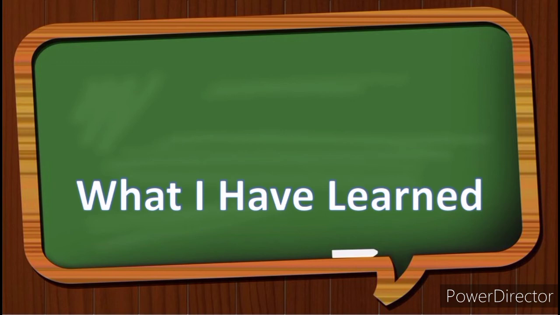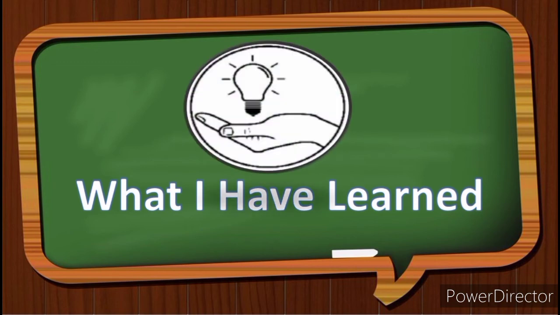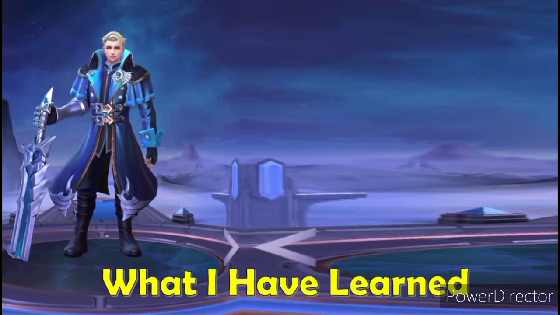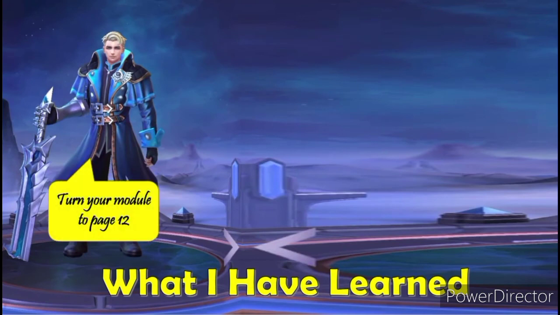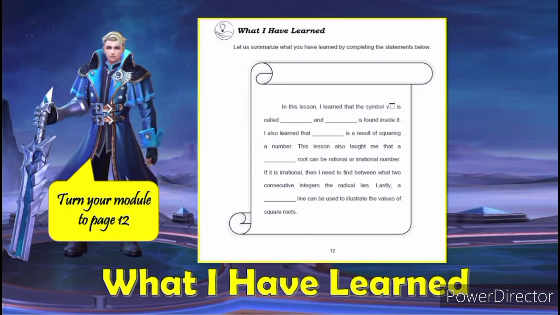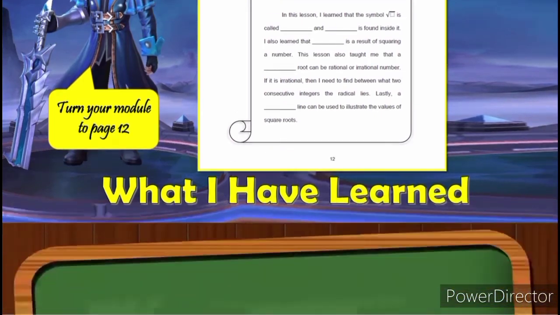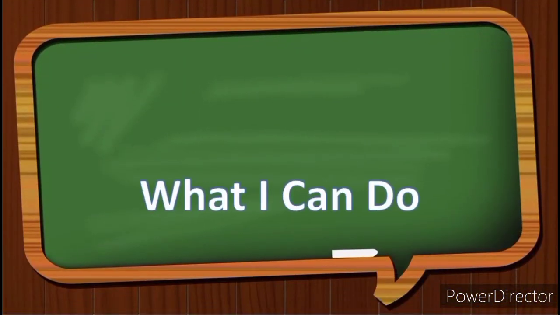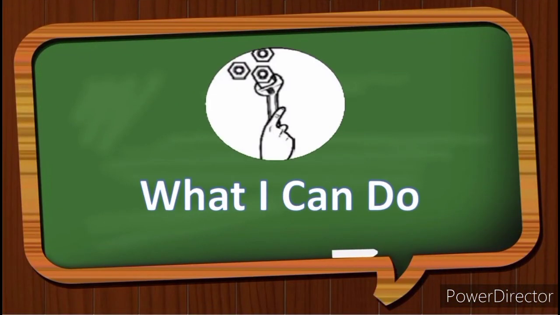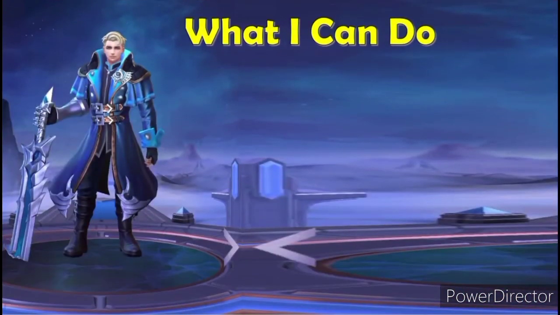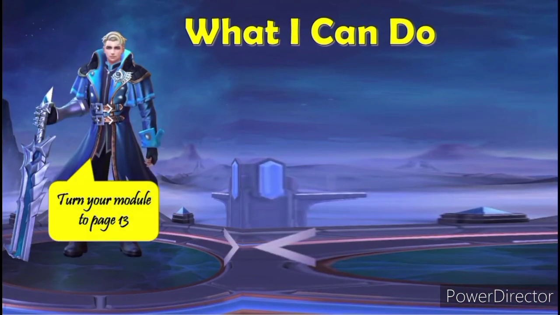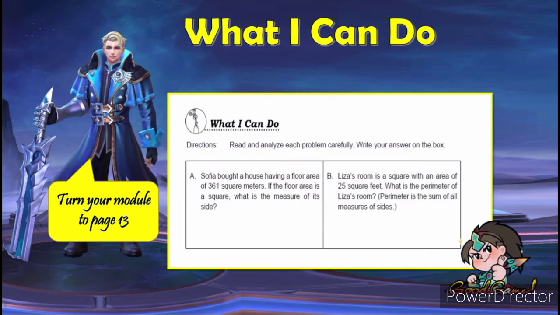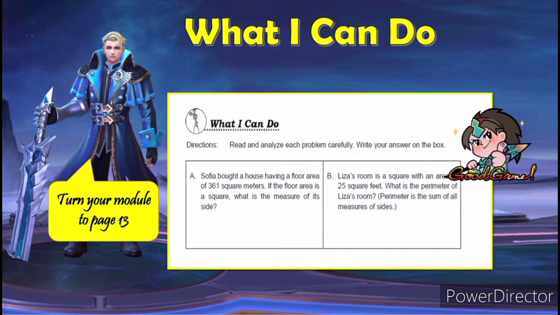What I have learned. For what I have learned, turn your module to page 12. Let us summarize what you have learned by completing the statements below. What I can do. For what I can do, turn your module to page 13. Read and analyze each problem carefully. Write your answer on the box.